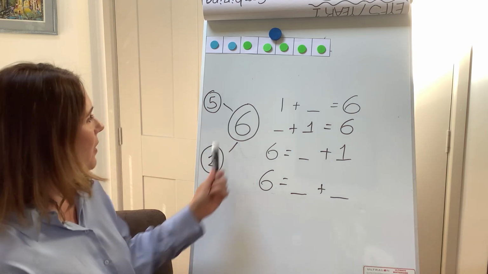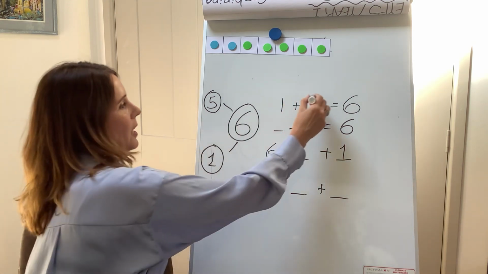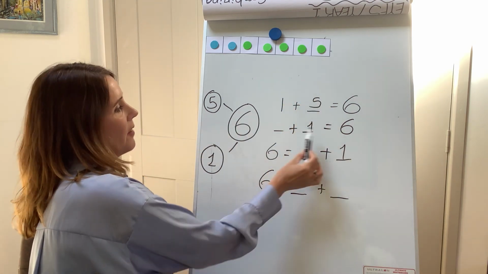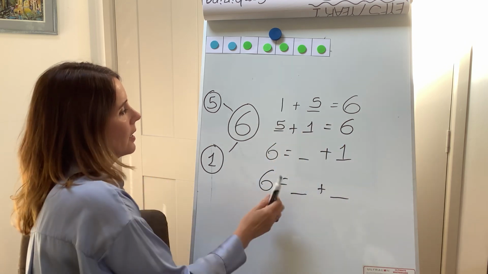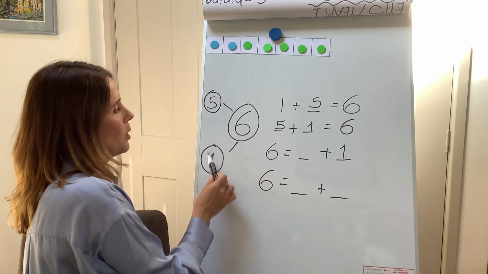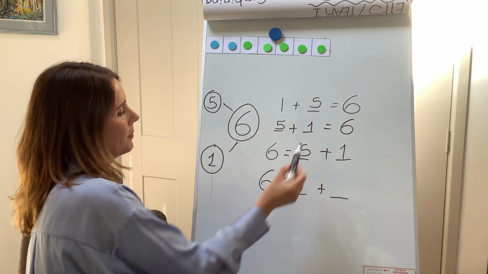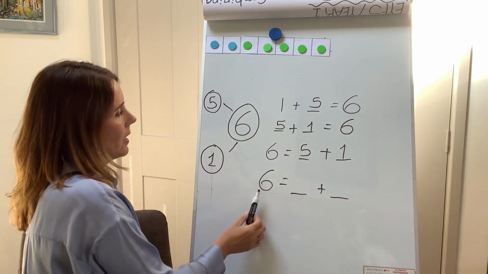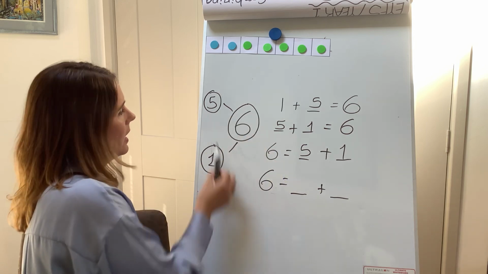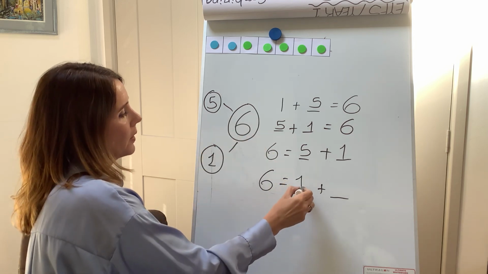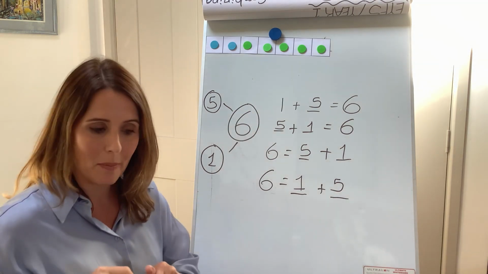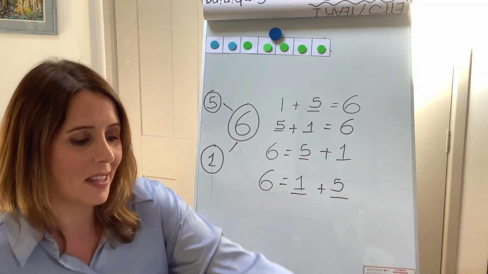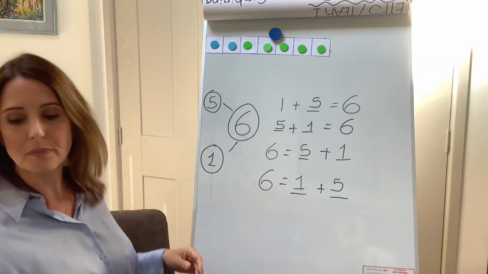Okay, so hopefully you found 1 and 5 goes together to make 6. 5 and 1 goes together, adds together, and it's equal to 6. 6 is equal to the parts 5 and 1, and 6 is equal to the parts 1 and 5. So we've got the 4 facts that make that fact family.